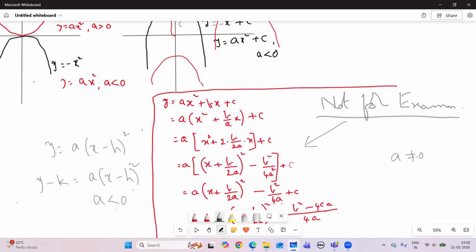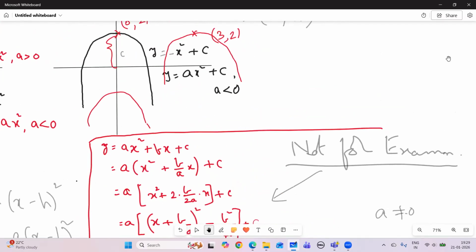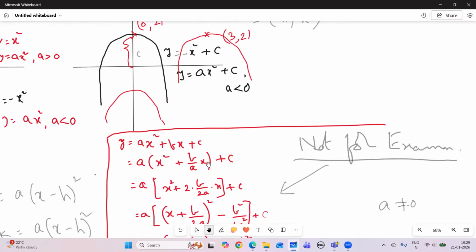Yeah, this minus b square by 4a plus c. That can be further simplified to minus of b square minus 4ca by 4a, where 4a is the LCM. The minus can be taken out, so b square minus 4ca. This is a real number. It creates translation for the graph. It creates shifting for the graph. So this is the mathematics involved here.